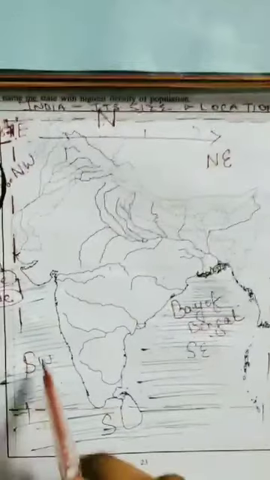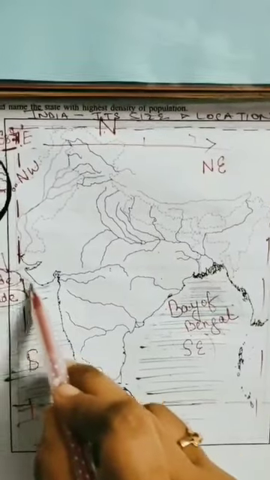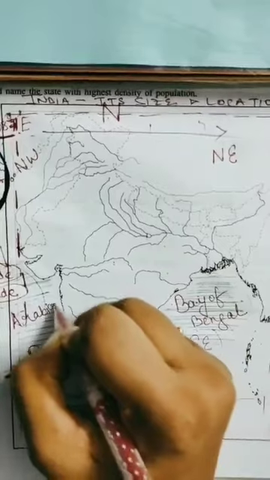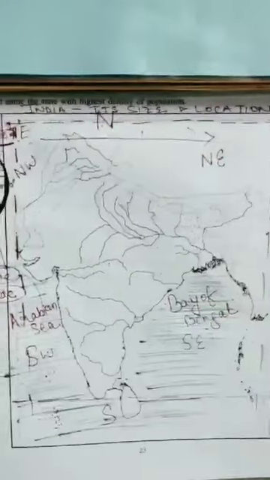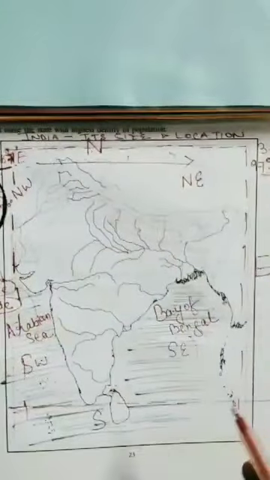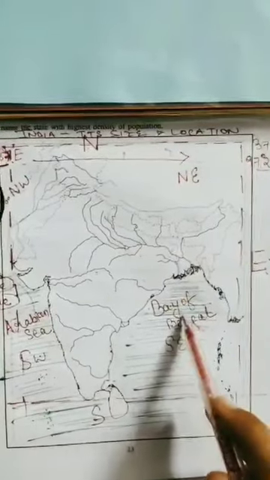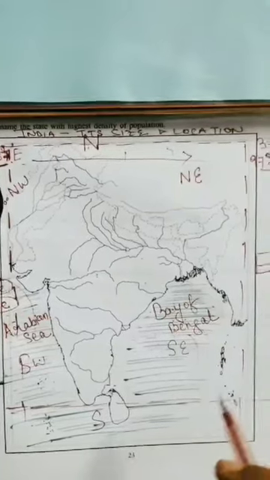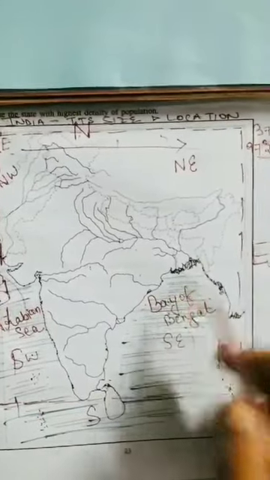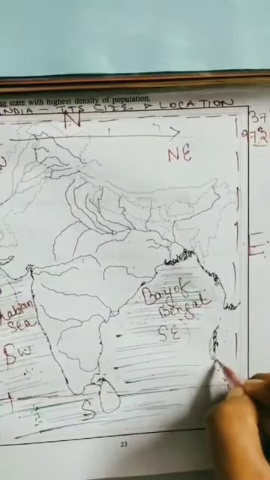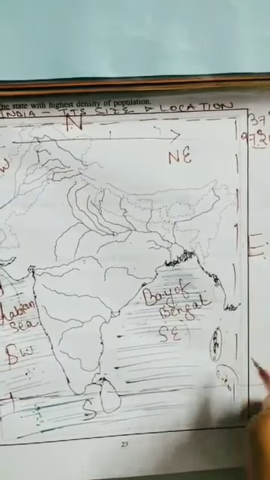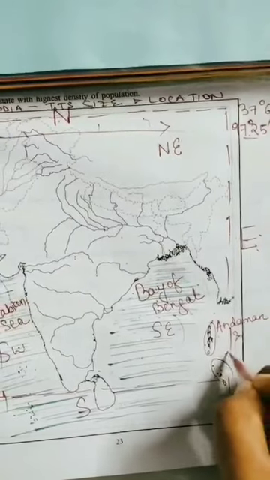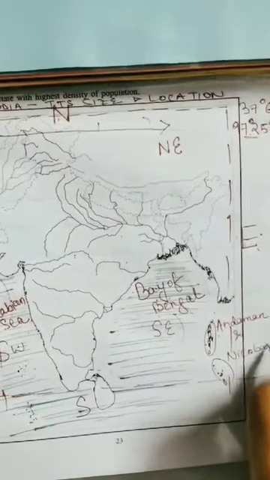Okay, and in the southwest portion, starting from the west to the southwest, it has the Arabian Sea, right? Not only these seas and bays, we also have certain islands. In the Bay of Bengal, we have two island groups, the first one and the second one here. This is the Andaman and Nicobar Islands.